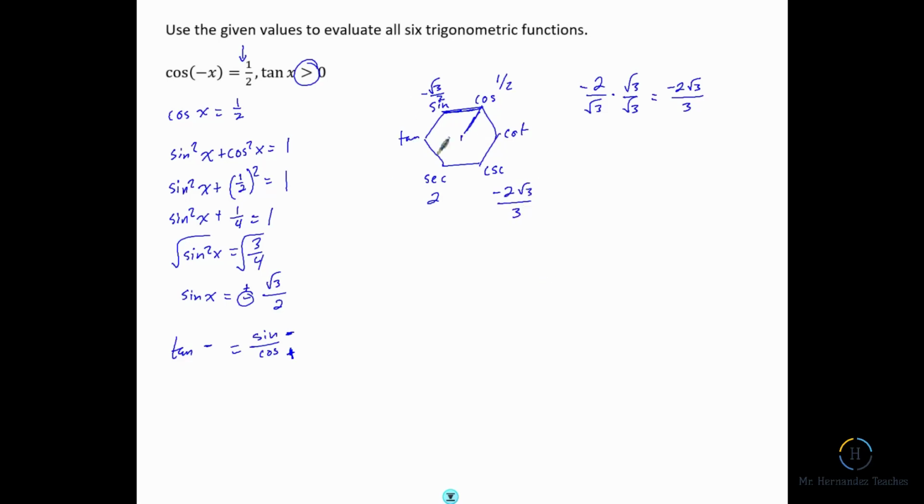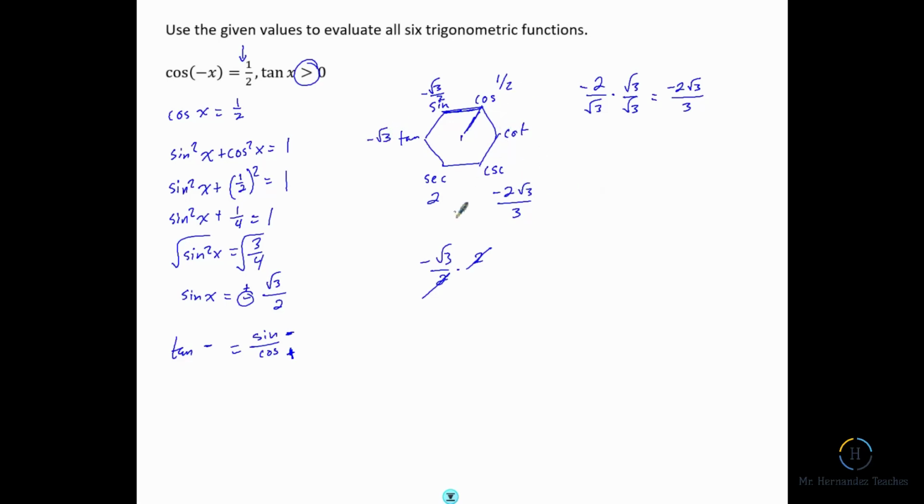Well, how am I going to get tangent and cotangent? That's not really going to be too big a deal because I can use product identities. And this is really the only spot where I use product identities to figure out all the 6 trig functions given just a little bit of information. So sine times secant, so negative square root of 3 over 2 times 2. Well, those 2's divide out and I'm left with just negative square root of 3. So tangent is negative square root of 3.